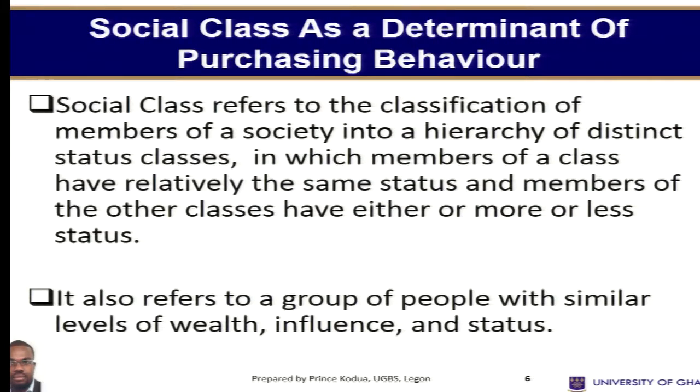Now, let's attempt some kind of definition. We'll say that social class refers to the classification of members of a society into a hierarchy of distinct status classes in which members of a class have relatively the same status and members of the other classes have either more or less status. In other words, social class refers to a kind of hierarchy based on certain factors that I mentioned earlier on, whereby we are able to, in relative terms, say that this class is more important than this. So are the actions they take as consumers.